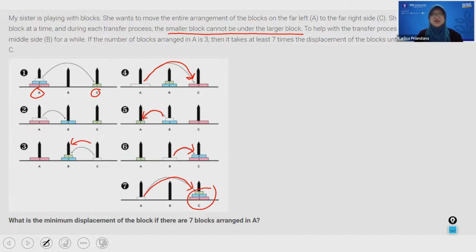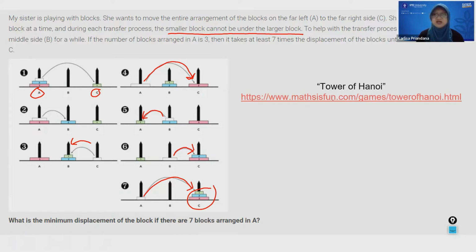So if you want to arrange 3 blocks, it will take at least 7 displacements. Yeah, the minimum displacement will be 7. So this is actually the problem of the Tower of Hanoi. If you're interested, you can click this link here.